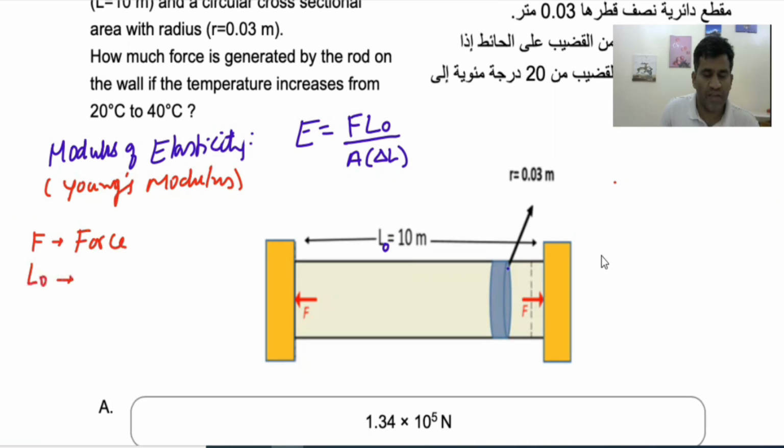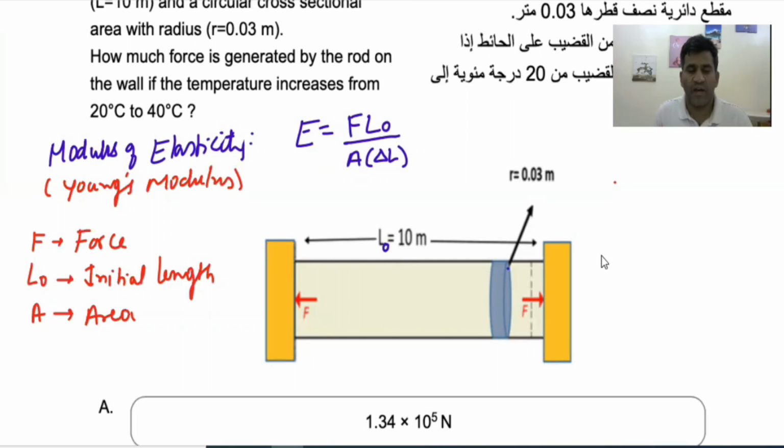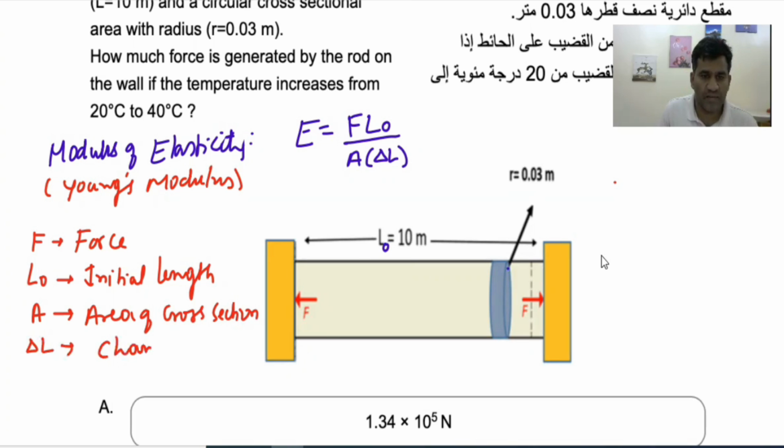L naught is representing the initial length. A is representing the area, basically the cross-sectional area of that rod. Area of cross section. And what is this delta L representing? Delta L is representing change in the length. So these are the things I need to know about.